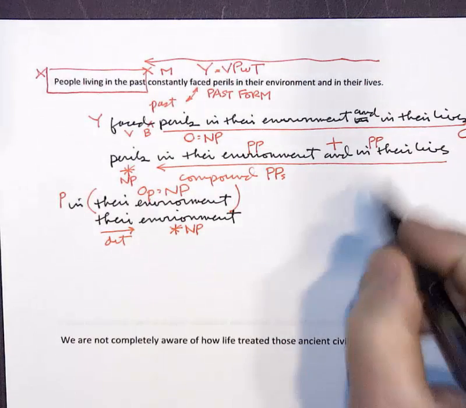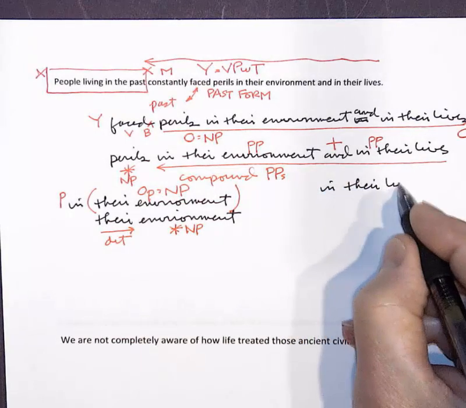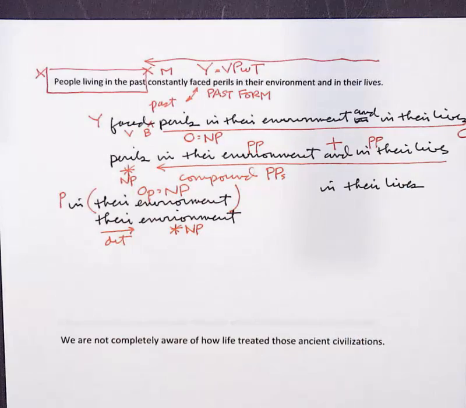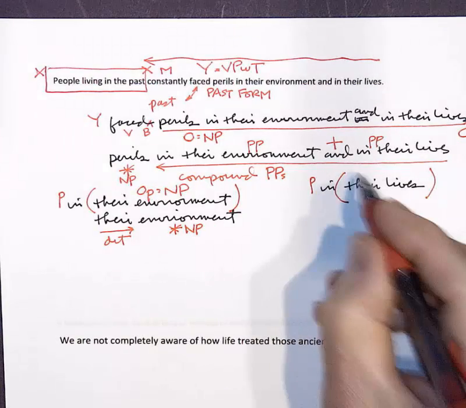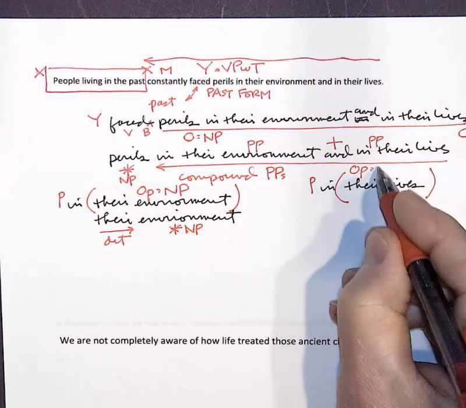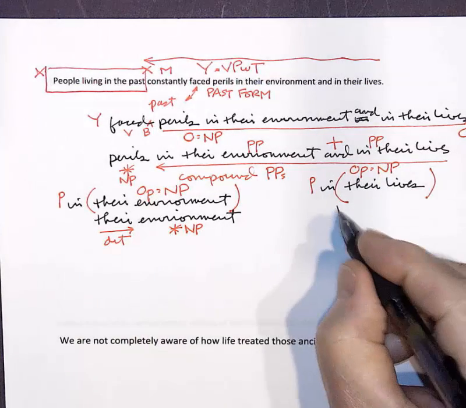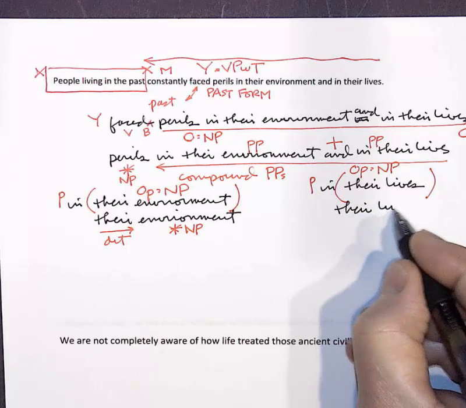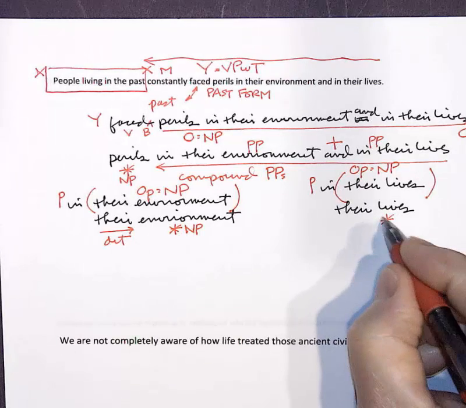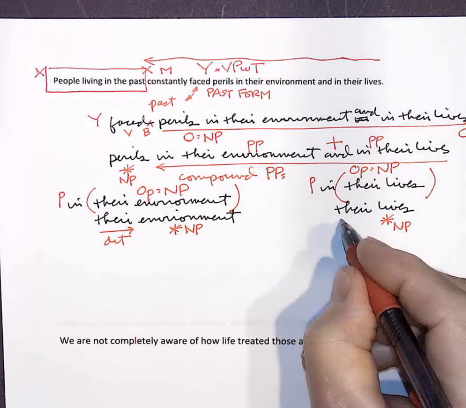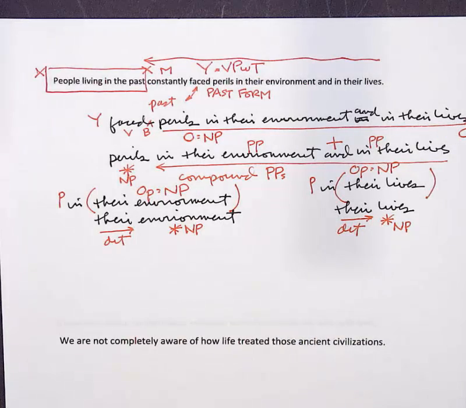Let's look at the other prepositional phrase. In their lives, and in is the preposition. Their lives is the object of the preposition. It's a noun phrase. Their lives, noun phrase head, lives, and there is a determiner. Okay, that takes care of the predicate.